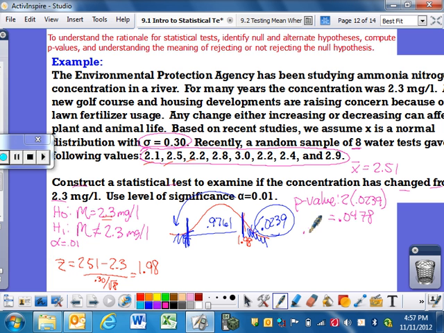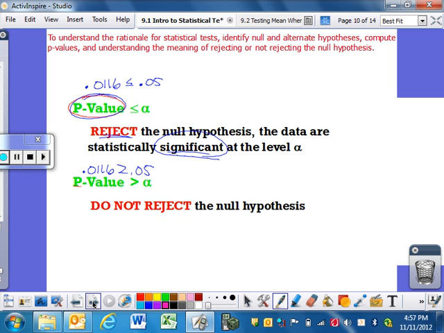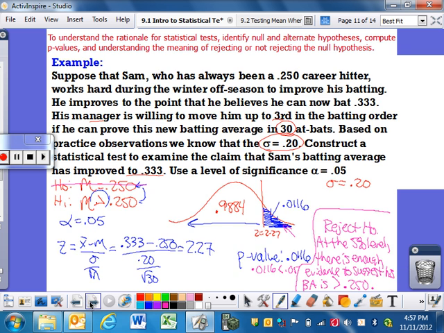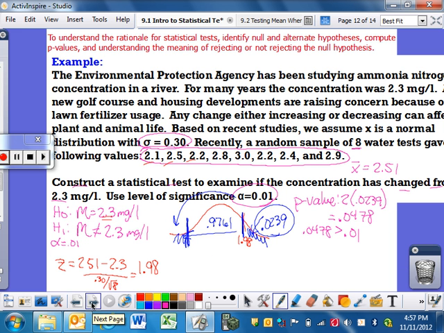Now when I compare 0.0478, that is greater than my initial alpha of 0.01. So if I go back to this page, what happens when my p-value is greater than alpha? So I had 0.0478 is greater than 0.01. I do not reject. Okay? So how do I state this? I can write do not reject the null hypothesis, and then at the 1% level, what can I state?